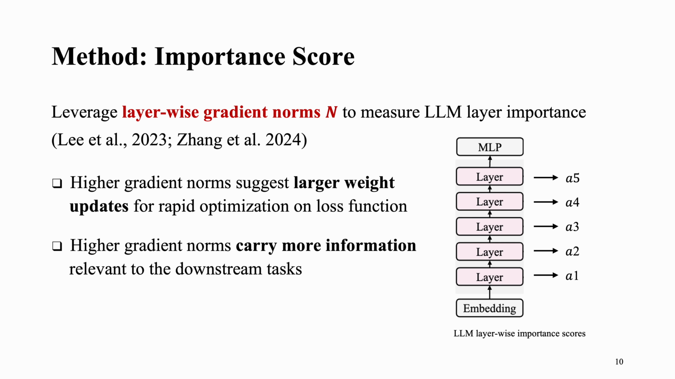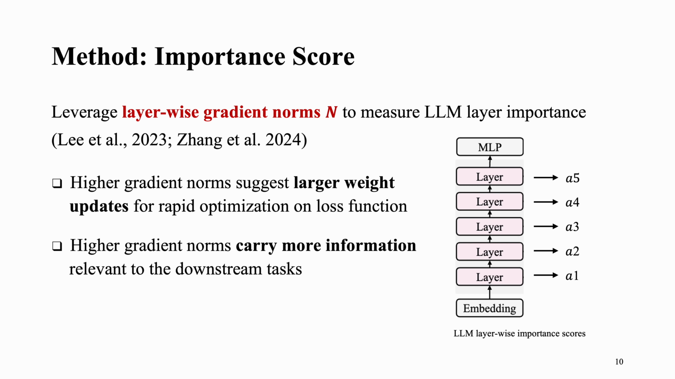In terms of importance score, we leverage layer-wise gradient norms to measure large language model layer importance. The figure on the right shows a large language model with 5 layers, and each layer has an importance score computed based on its gradient norm. We use gradient norms to measure the importance because higher gradient norms suggest larger weight updates for rapid optimization of the loss function, and higher gradient norms carry more information relevant to the downstream tasks.